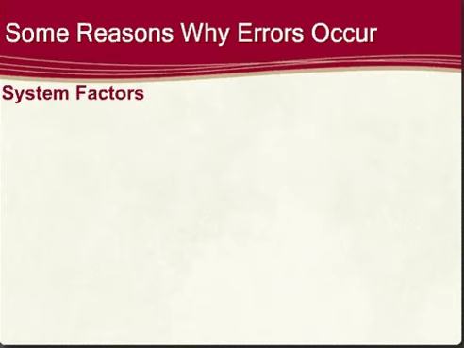Some reasons why errors occur. System factors: the work environment in healthcare is complex. Human factors: if an adverse event occurs, 70 to 80% of the time there is a human factor involved. We need to apply knowledge about human factors to the development of systems, interfaces, and work environments. Many errors, for example diagnostic errors, are largely cognitive errors.